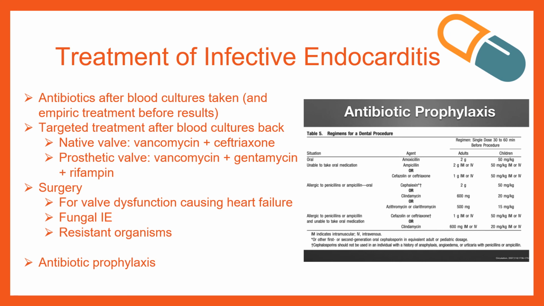Surgery is also a treatment option for severe presentations. These include valve dysfunction causing heart failure, fungal infective endocarditis, where the fungus invading at this level and scale indicates that the immune system is too weak to fight the fungus off, which is a very rare case, and resistant organisms to antibiotic agents. These 3 scenarios all make surgery more likely to be the main treatment for infective endocarditis. Prophylactic antibiotics for patients at risk are shown in the picture on the right.